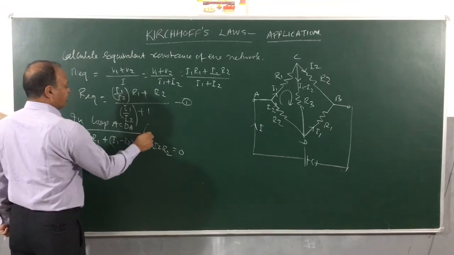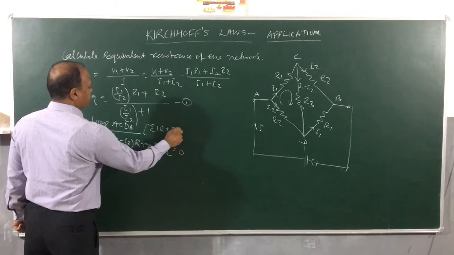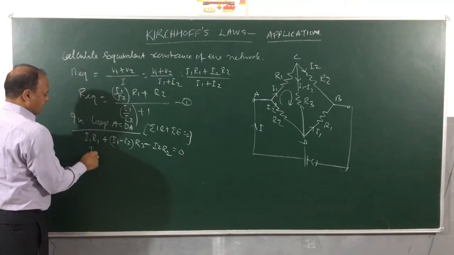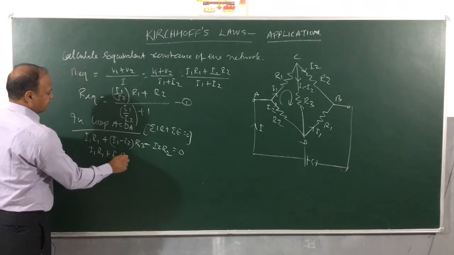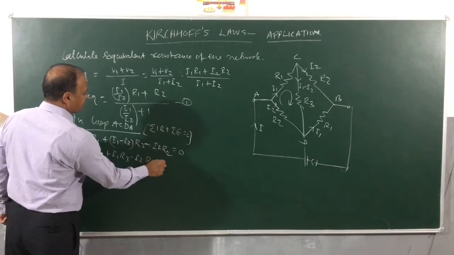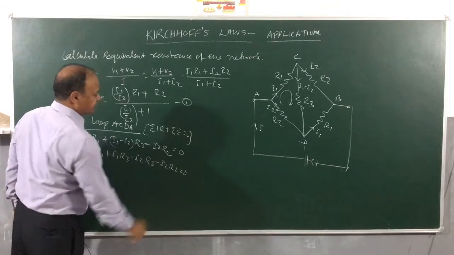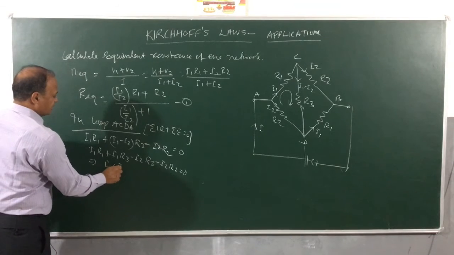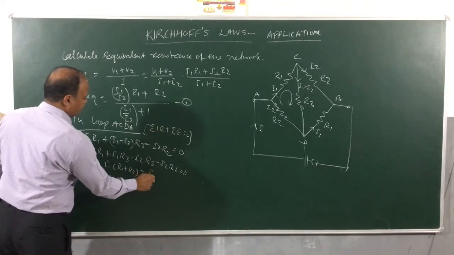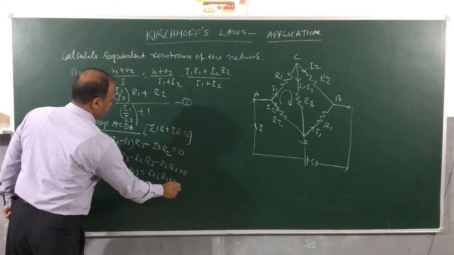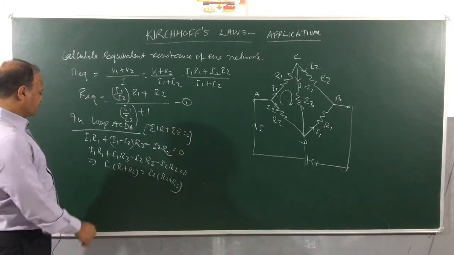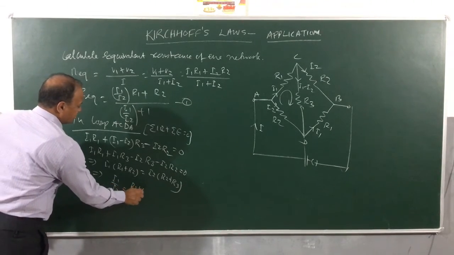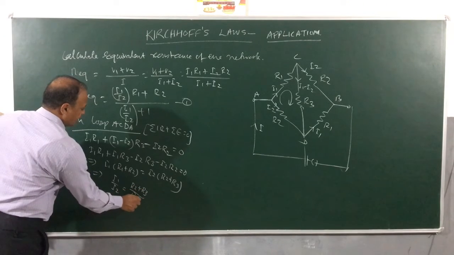Okay, remember our law is sigma IR plus sigma E is equal to 0. There is no E. We'll simplify this. So we get I1 R1 plus I1 R3 minus I2 R3 minus I2 R2 is equal to 0. We collect I1 terms on one side. So I1 into what do you get, children? R1 plus R3 is equal to I2 into R2 plus R3, right? And from here what do we get? From here we get I1 by I2 equal to R2 plus R3 divided by R1 plus R3.